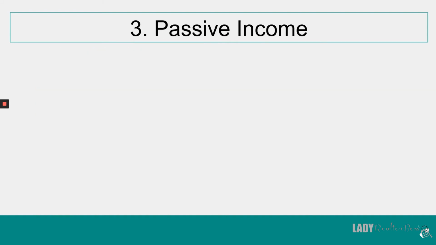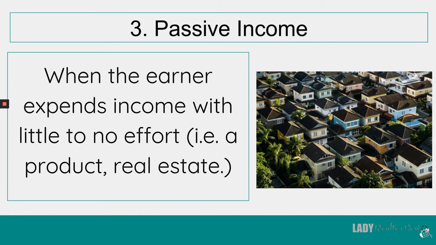And passive income is money you receive when the earner expends income with little to no effort. For example, if you create an online product and you keep reselling it, you will keep making money even though you've already completed the product. And the same goes for real estate. You will put the money in up front to buy it, but you will continue to earn money from it each month when you rent it.